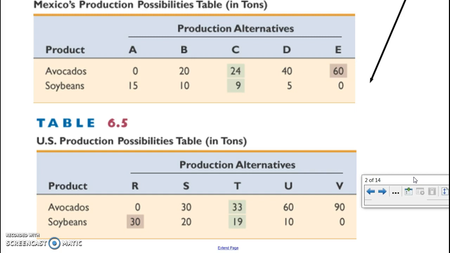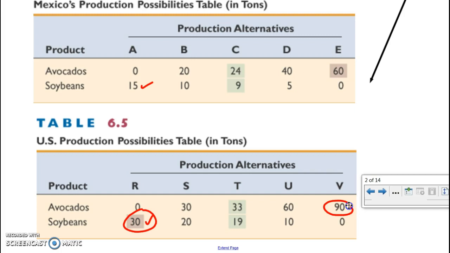But if you actually read the numbers, you'll see that if the U.S. really tried, right, we could produce more. So we have an absolute advantage in avocados. We can produce more. If you look at soybeans, same thing. We can produce 30, right, and Mexico can produce 15. We have an absolute advantage in both things. And so some might look at that and conclude, oh, well, why should the two countries trade? We can produce more of both.